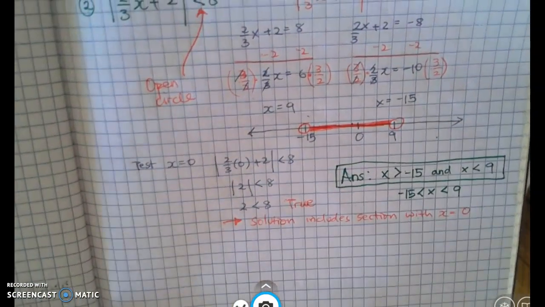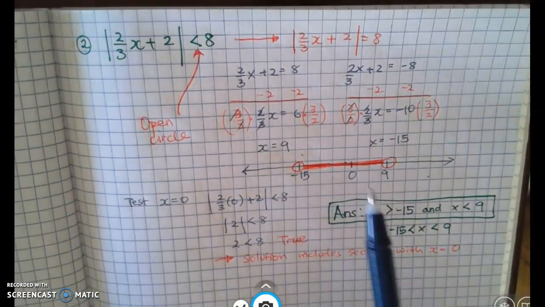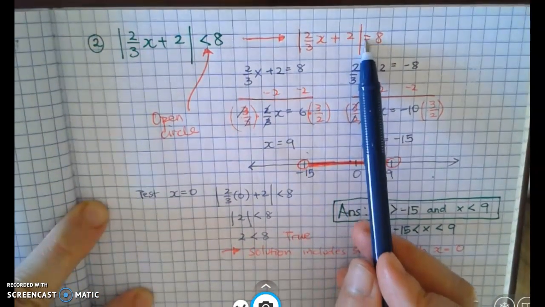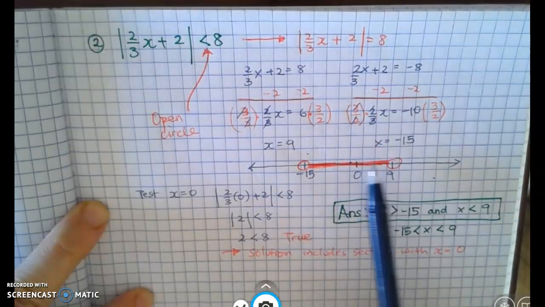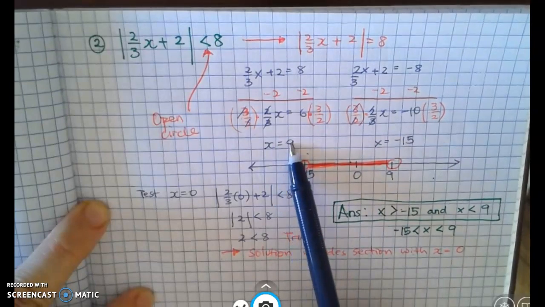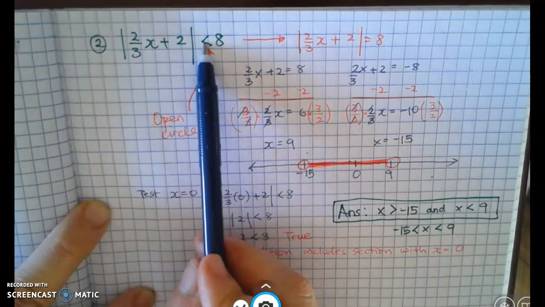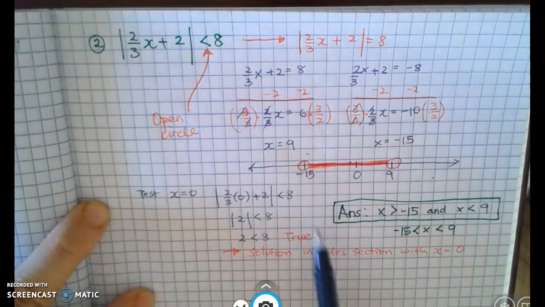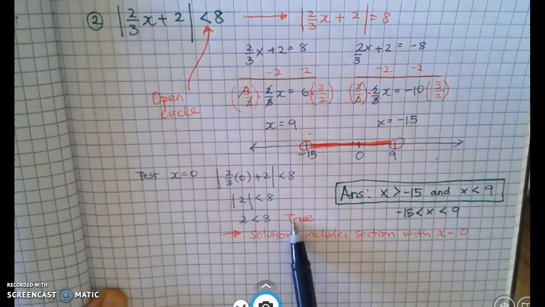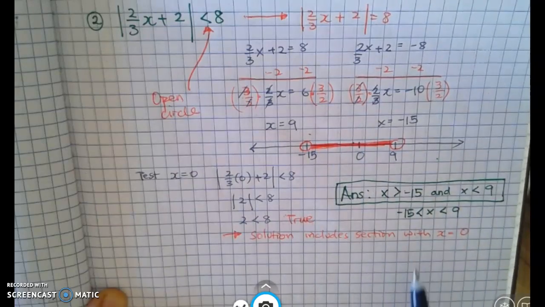The second problem looks like this. I am running out of time, so I will explain as much as I can. You come up with two equations by converting it into an equal sign, and then you get the two boundary points to be 9 and negative 15. Mark those with open circles because the inequality sign says less than, and then you test x to be 0, which gives you a true statement. That means it includes that point, so you shade that in, and this is my final solution.